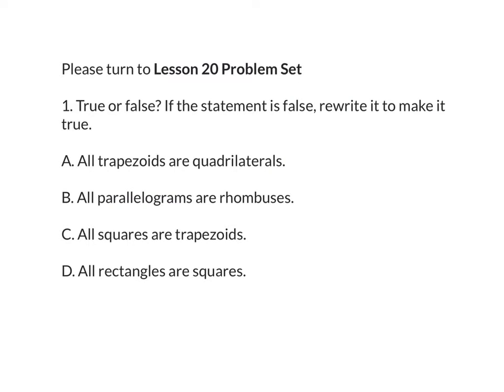Okay, so take a look at the hierarchy you drew the other day and add in the kite. In your lesson 20 problem set, the first set of directions says true or false. So you have to first decide if it's true or false. And then if it's false, you have to rewrite it to make it true. Okay?